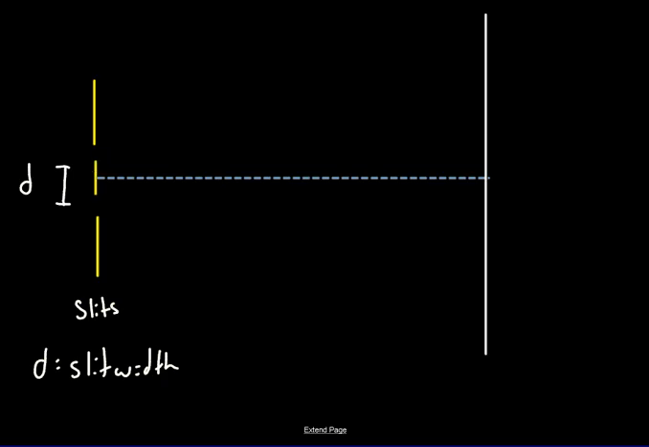Then if I go to the wall, what I'll find is a bright spot in the center, and a dark spot, and a bright spot, a dark spot, and so on. So that's what this is representing, bright and dark spots. And the width of the bright spots and the width of the dark spots should be the same.